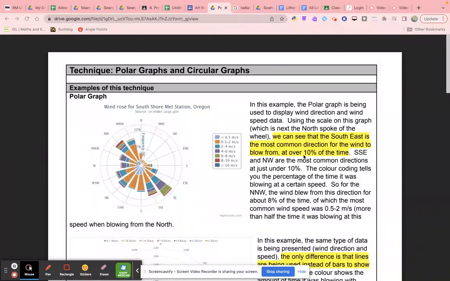Okay, in this tutorial, we're going to have a look at how to use polar graphs and circular graphs, as well as the suitability of these techniques in terms of presenting data. So first of all, let's have a look at the polar graph. The polar graph is used as a graphical technique to show the direction that data is being gathered at.